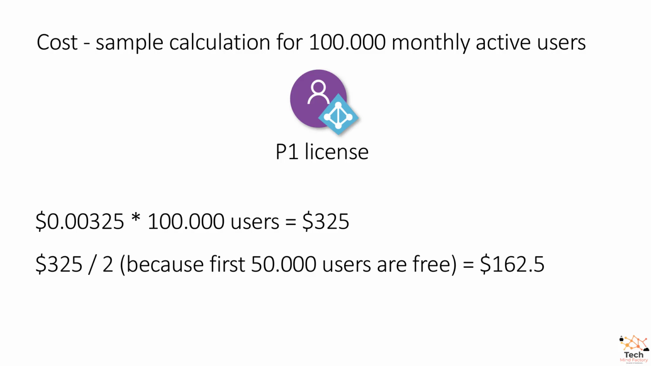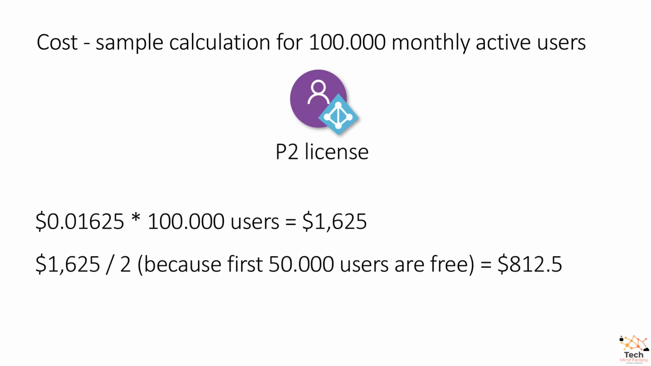And this is important information because we are not going to pay $325. We will divide it per 2. Yeah? So in this case, we are going to pay finally $162.50. So it's very important to make a note that always first 50,000 monthly active users in the Azure Active Directory B2C are for free. So if you make any calculation for your solution, please remember about this fact, because if you forget about it, the cost will be increased.